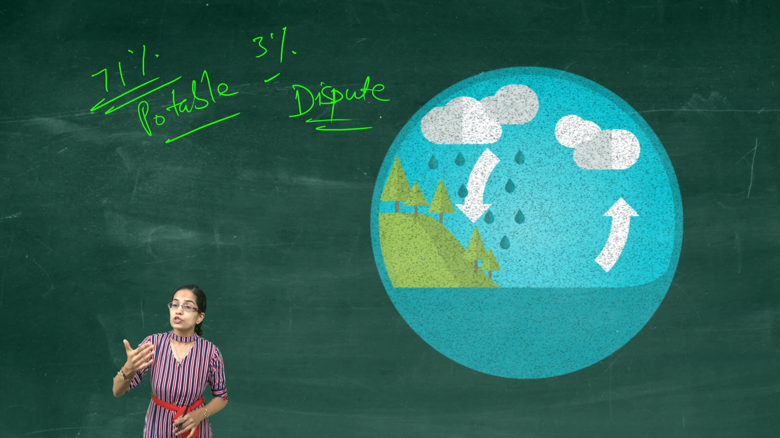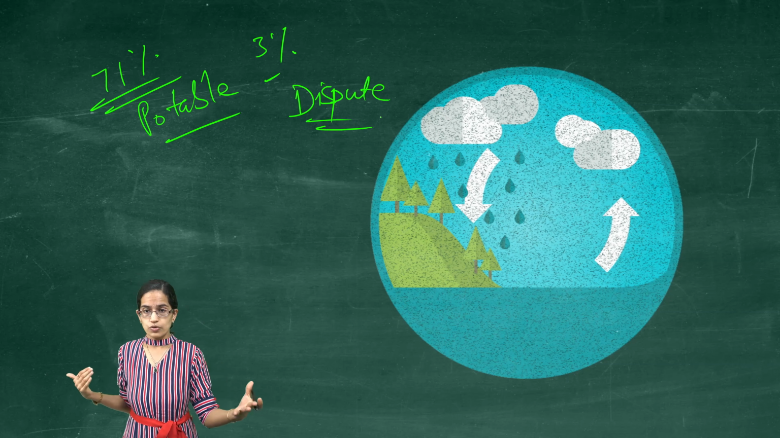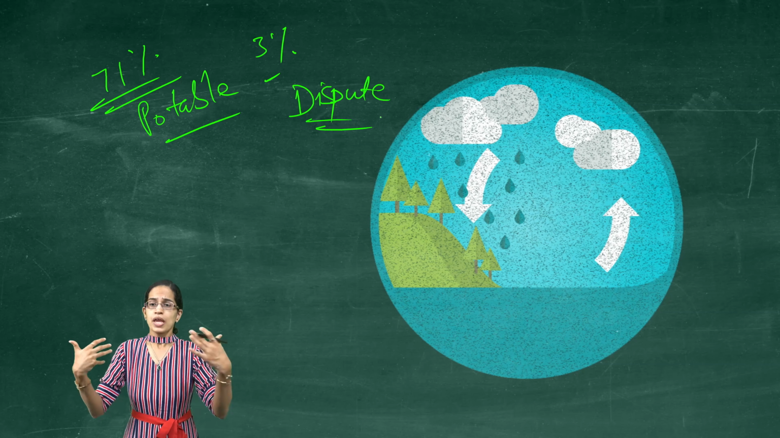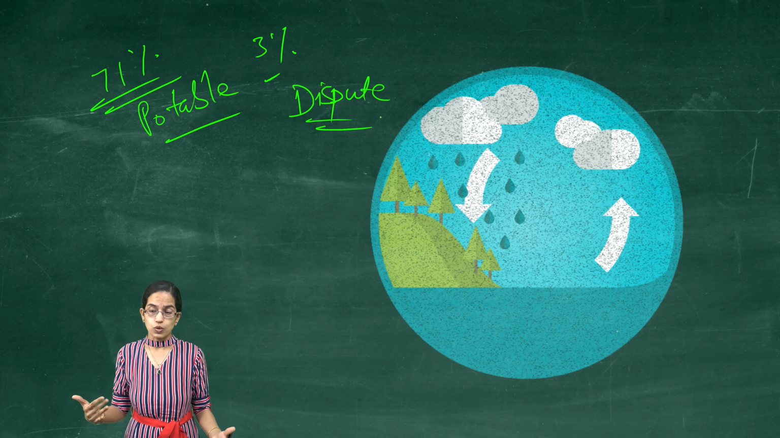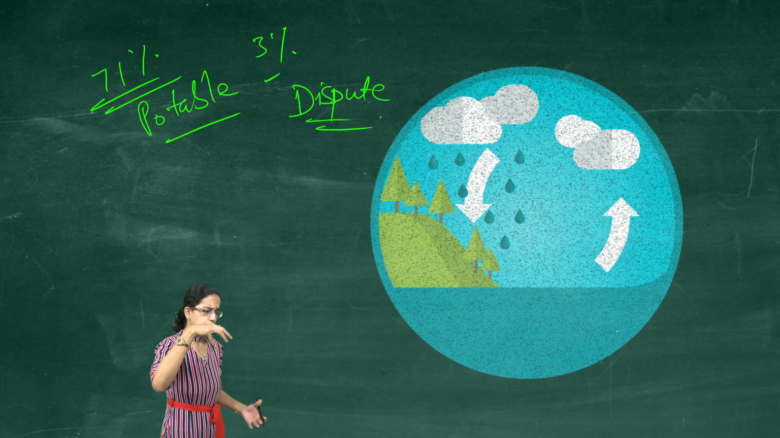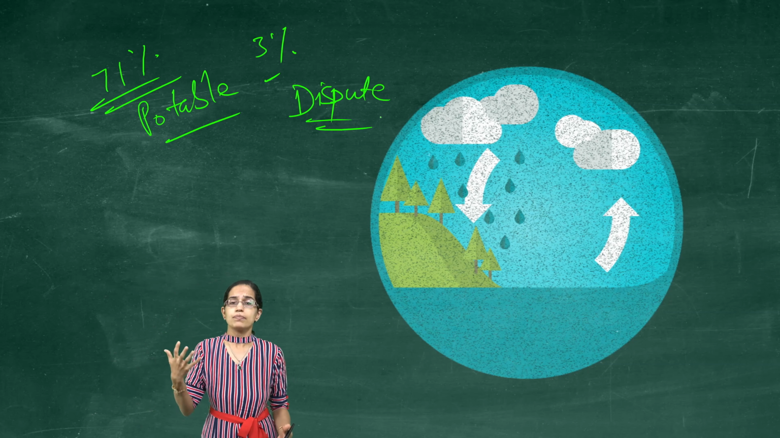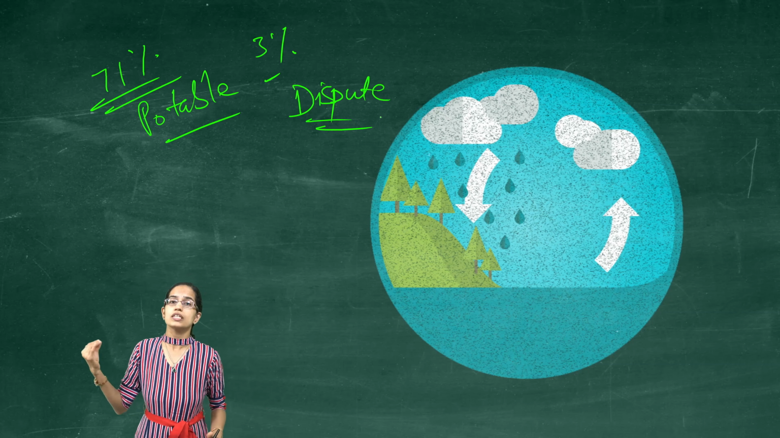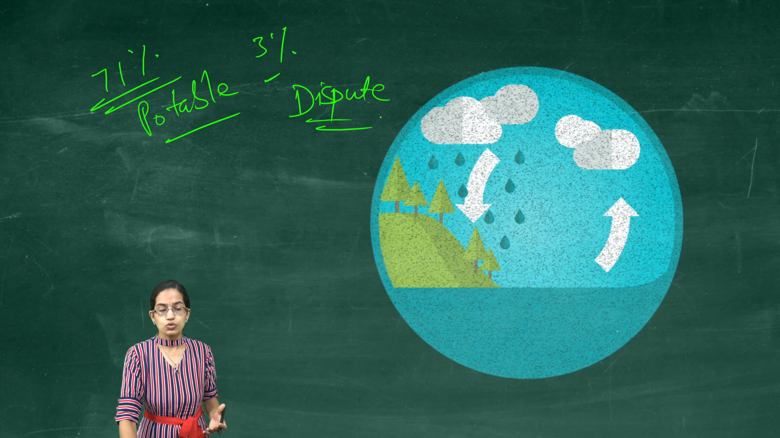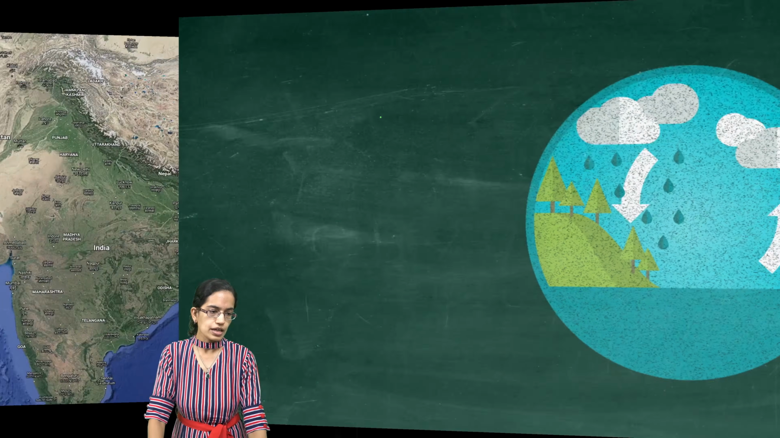Then we have disputes across international boundaries. Between India and Pakistan, we have the Indus Water Treaty and the disputes related to Indus water. Now these disputes or tensions are growing constantly between communities, between regions, between states, between nations, and all of these need to be understood at a very important pace.